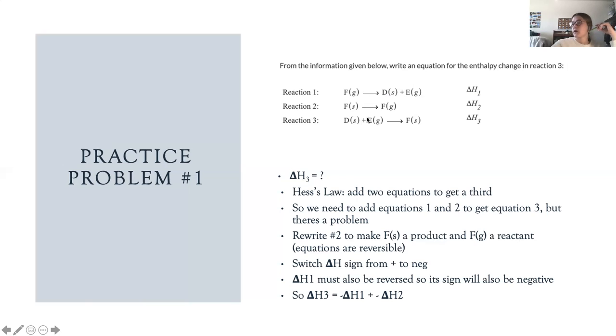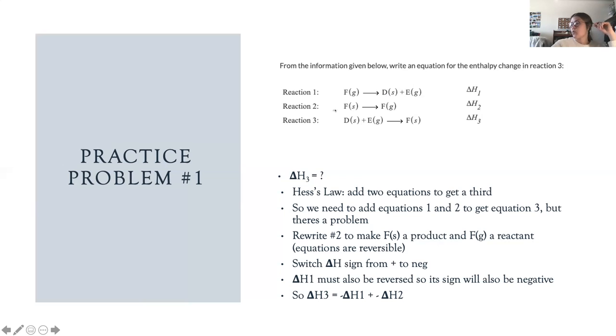But we run into a problem here because in this reaction, F of s and F of g, g is a product and s is a reactant. And so we need to rewrite the second reaction to flip it, to make F of s a product and F of g a reactant. And we can do this because equations are reversible. But when we do so, we have to remember that we need to make the sign of the enthalpy negative, the heat of the reaction negative. So now this is going to be negative.